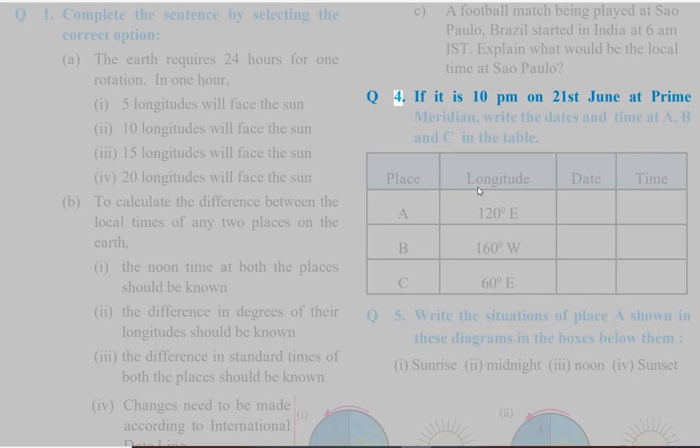Q4. If it is 10 p.m. on June 21st at prime meridian, write the dates and time at A, B and C in the table. Place, longitude, date, time. A, 120 degrees E. B, 160 degrees W. C, 60 degrees E.